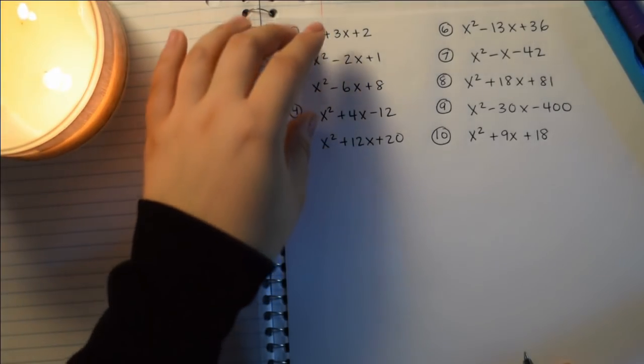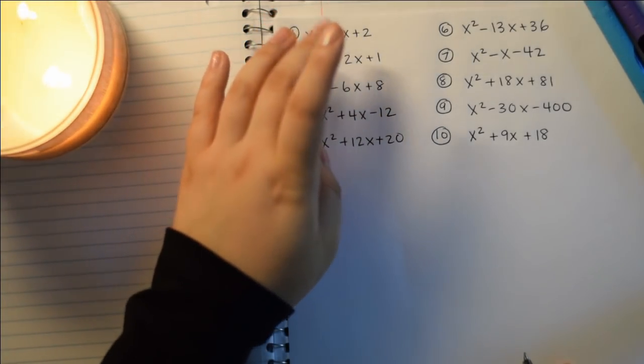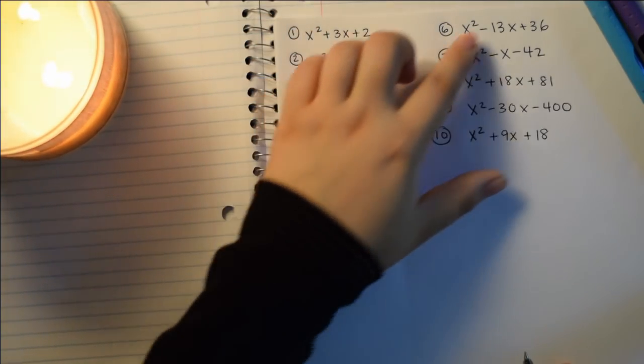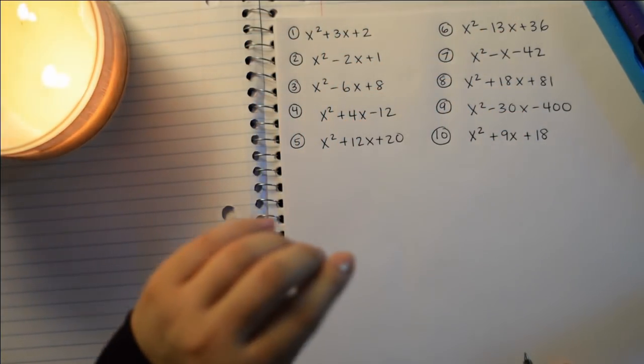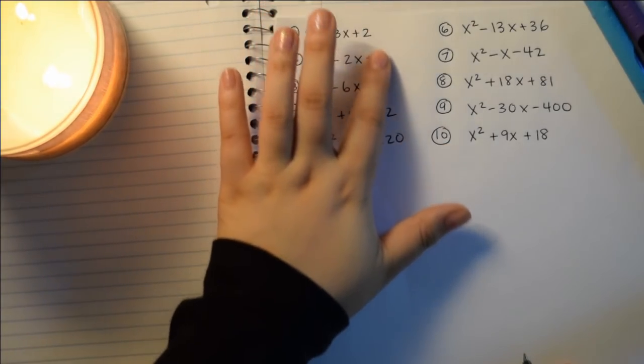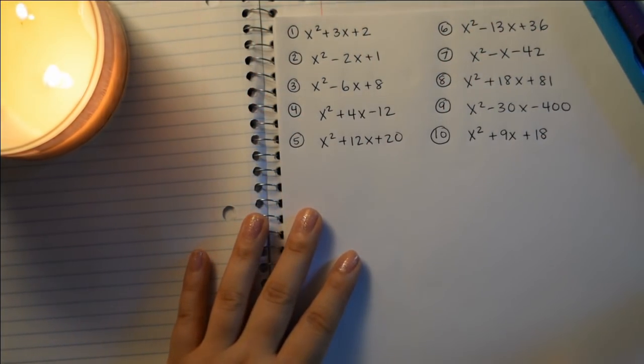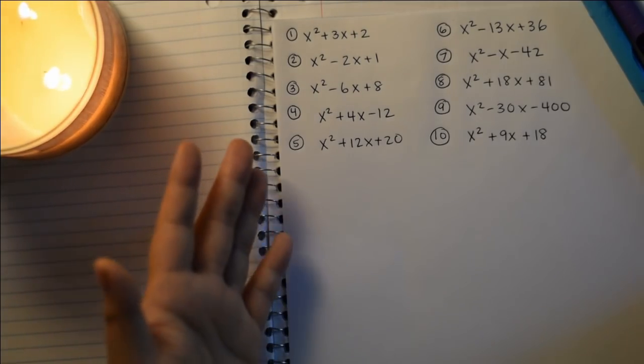And then you'll see that we have an x squared and then a plus or a minus something x. And then plus or a minus some sort of a number, a constant, okay? So that is on purpose.